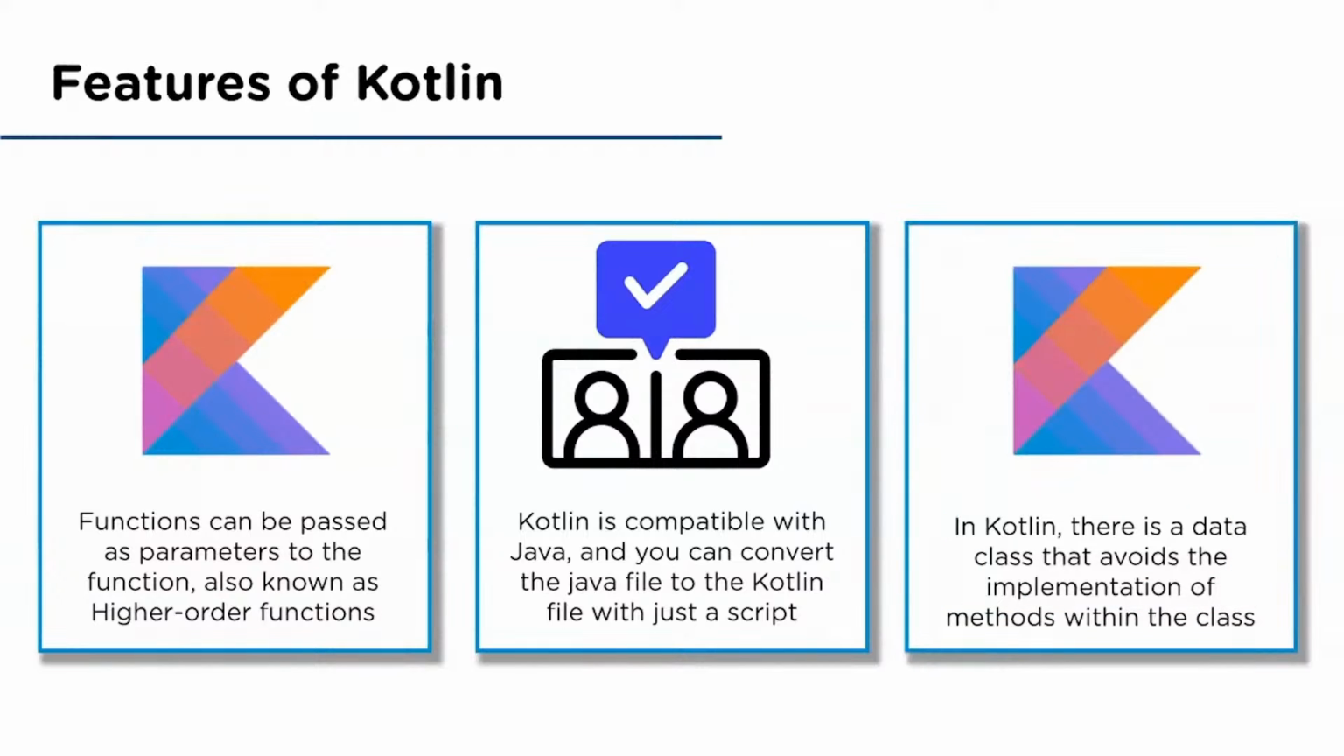Next is, in Kotlin there is a data class. A data class is a class which doesn't perform any operations and only contains state. The advantage of this class is that it provides self-generated code and avoids the implementation of methods within the class.